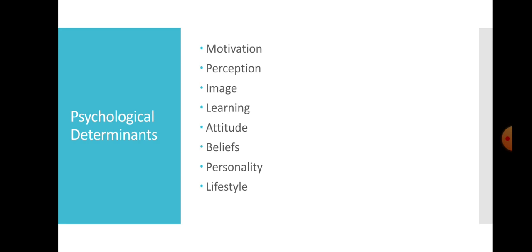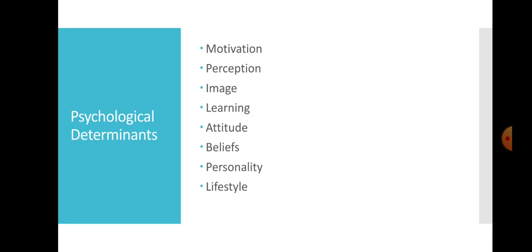The next variable in the category of psychological determinants is learning. Learning is the process of acquiring knowledge. It is the act of reasoning, thinking, and information processing about a particular product or service. So, every consumer, or every human being, acts according to his learning process.